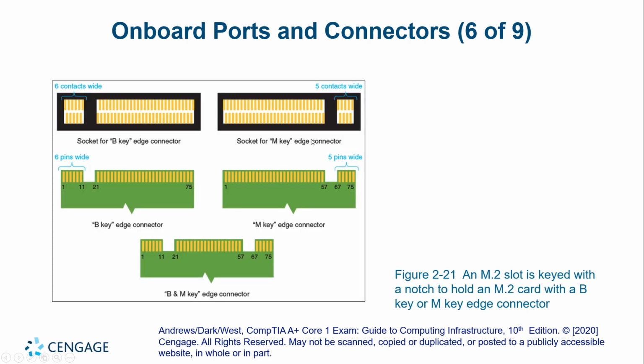This is an M.2 card, and they're keyed specifically based on where the notches are. You have a 5-pin wide key on this end, a 6-pin wide key here, and then you have a combined 6 and 5-pin key on this one. And the key basically tells you how to put the card into the slot. And so that's the slot we were looking at, and it fits in at an angle, and then you would press it down and put the screw in on this end.